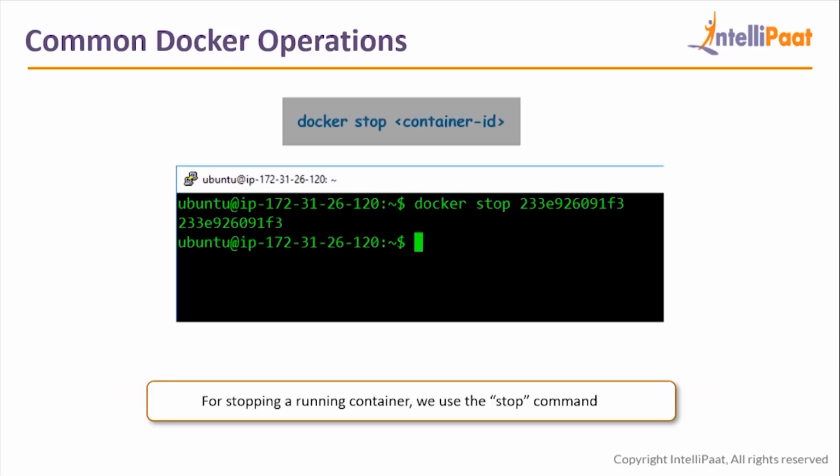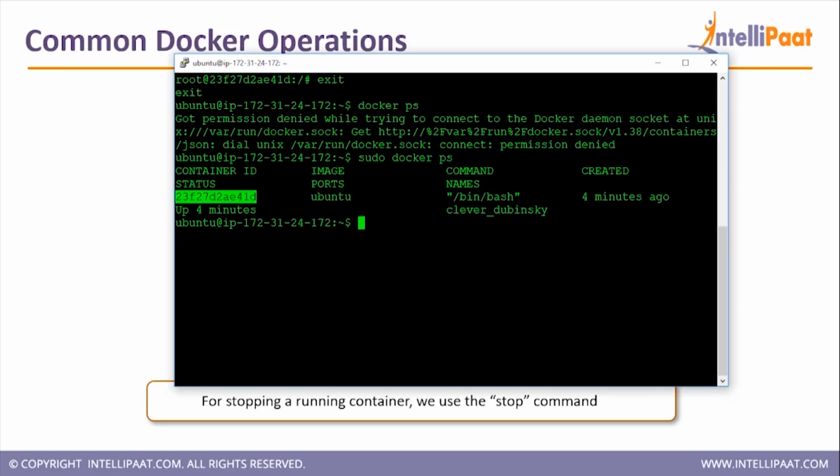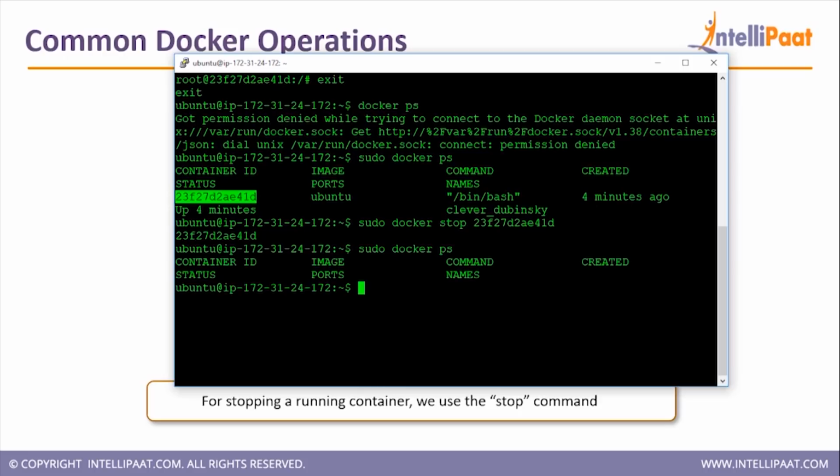Okay. Now, I already showed you that if you want to stop a container, all you have to do is sudo docker stop and then the container ID, hit enter, and the container will be stopped. And then if you do a docker ps, you will not see any containers running inside the system. As you can see, once we did a stop, there are no containers running in the docker ps output now.